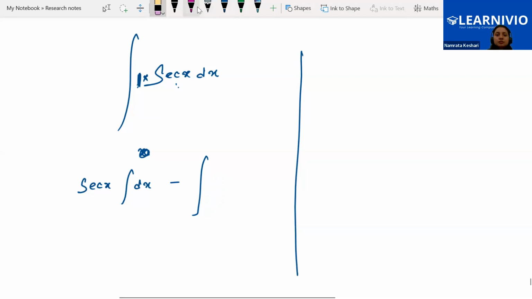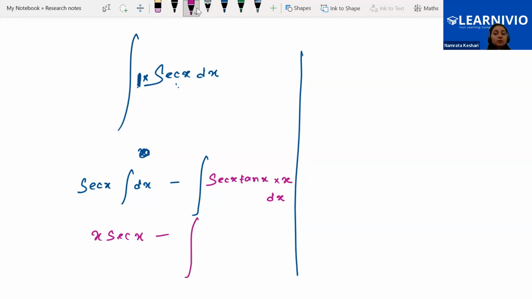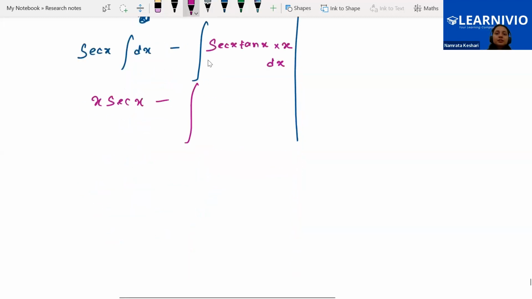And the integration of the second is only dx. So x sec x, but we ended up getting this part, and this one we are still not sure how to do. Let's check one more time. Is it possible? Here we have x sec x tan x.